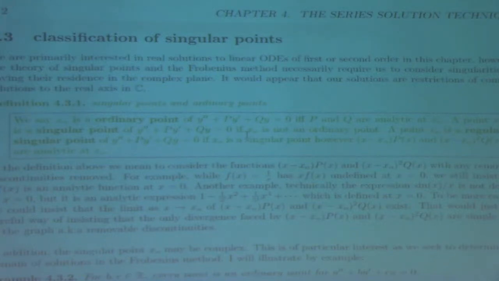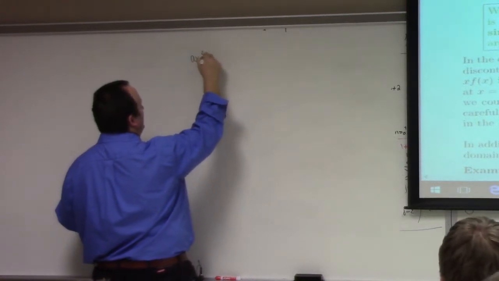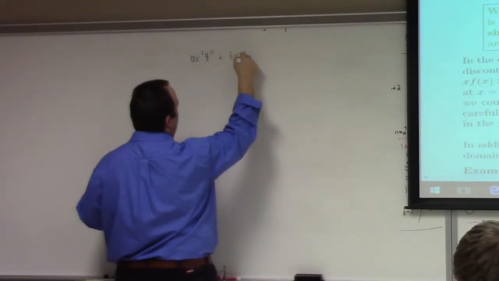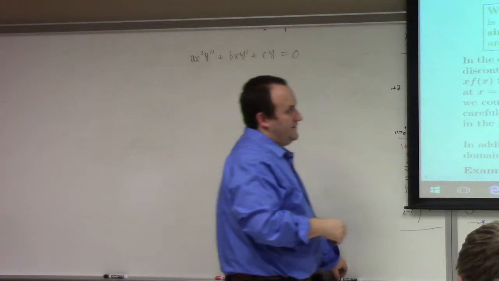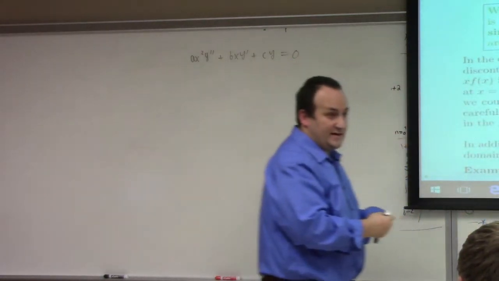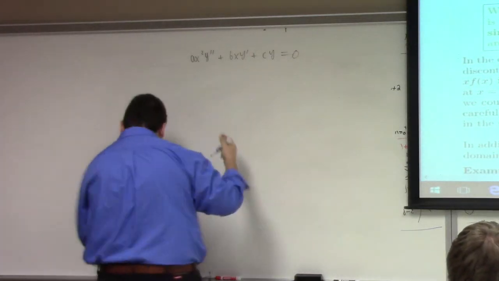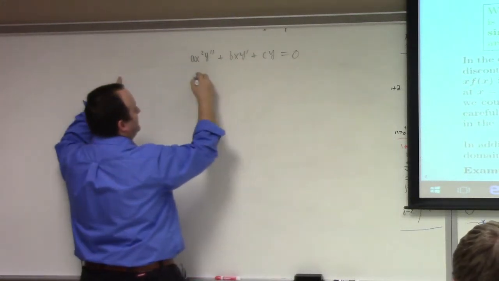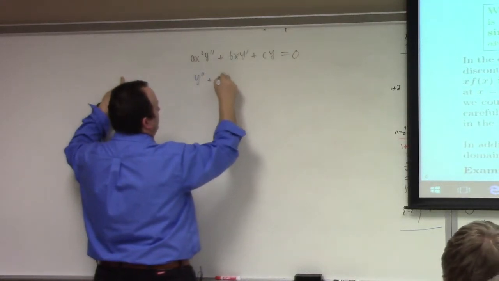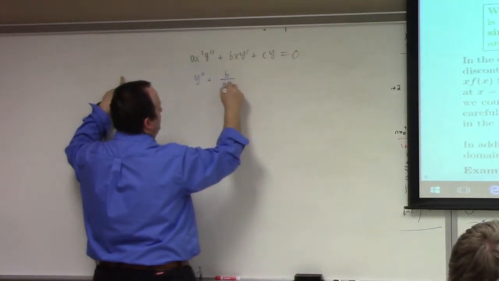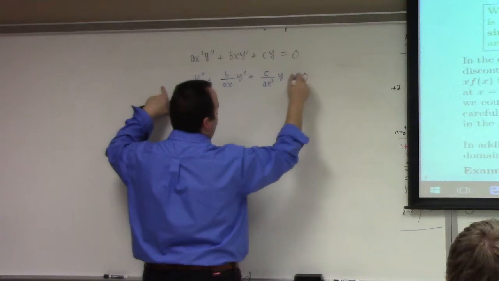So if we look at the Cauchy-Euler problem, something like ax squared y prime prime plus bx y prime plus cy equals 0. There's your generic Cauchy-Euler problem, right? That's not in the right format yet to judge whether it's singular, or whether it has an ordinary point. To fix it, we get y prime prime plus b over ax y prime plus c over ax squared y equals 0. Now it's got the right format.